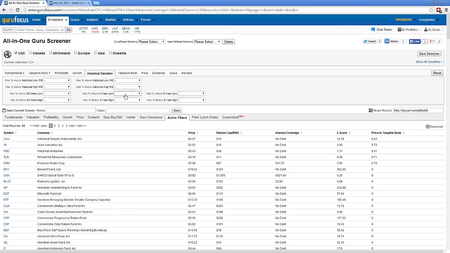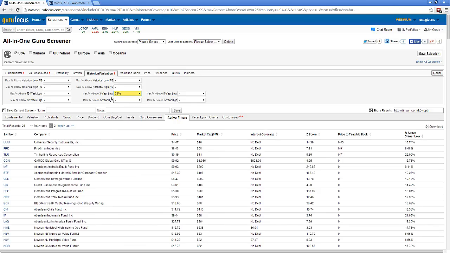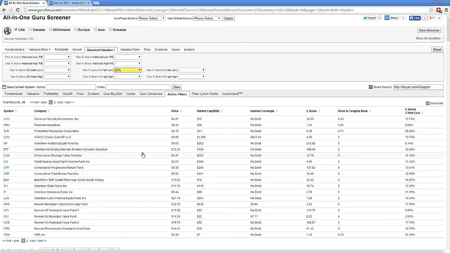Historical valuation, sorry. So we'll go to historical valuation. We can set the max percentage above the 3-year lows. You can have it really, really close or anywhere in between. So we're going to say max 25% above its 3-year low. And so we've whittled down here to a list of 26 securities.